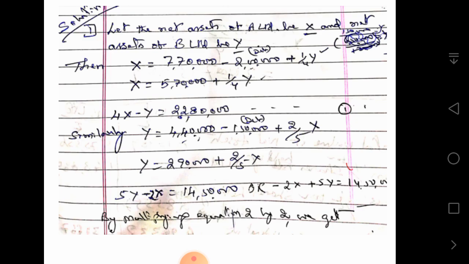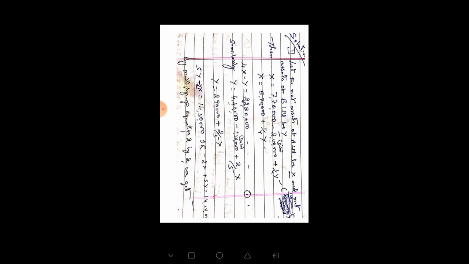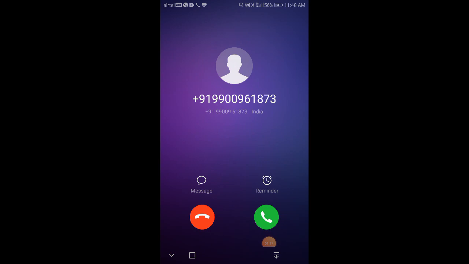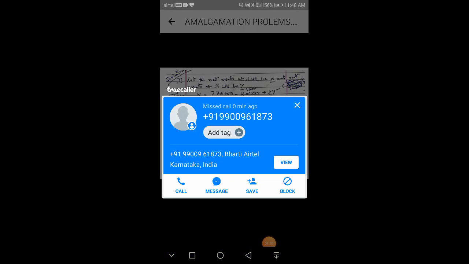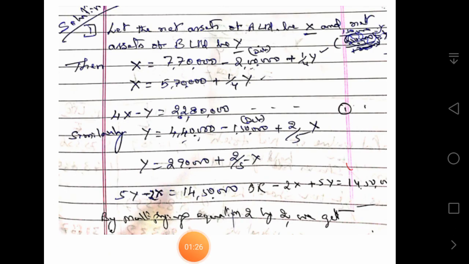First, let the net assets of A Limited be X and the net assets of B Limited be Y. Then X is 7,70,000 sundry assets given in the problem, minus debentures of 2 lakhs, plus 1/4 of Y. 1/4 because 1,000 shares in the 4,000 shares are invested by A. That's why 1/4 of the total investment is made by A Limited, so 1/4 of Y in B Limited.